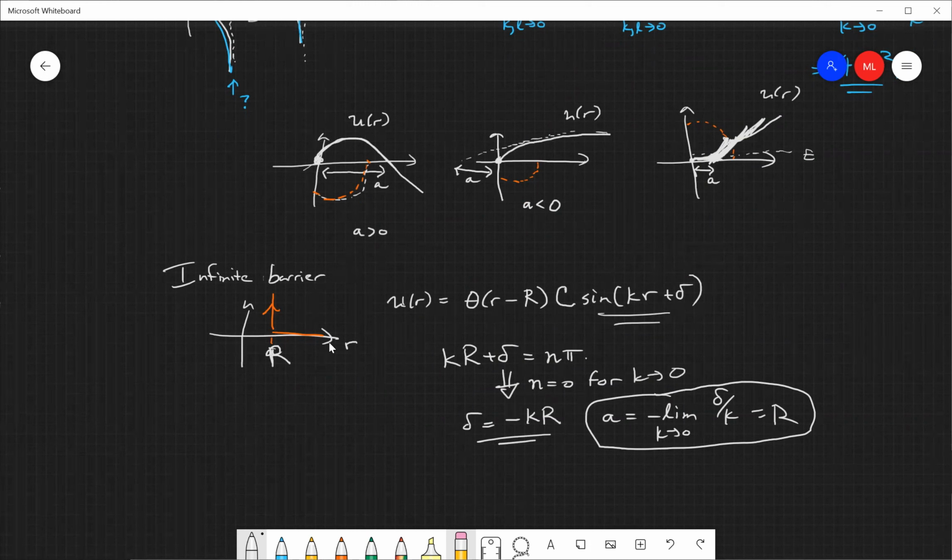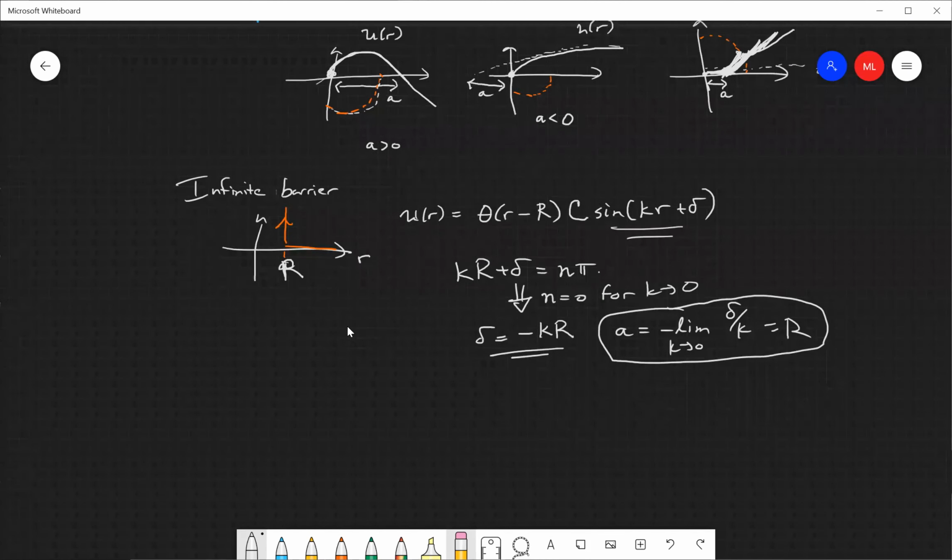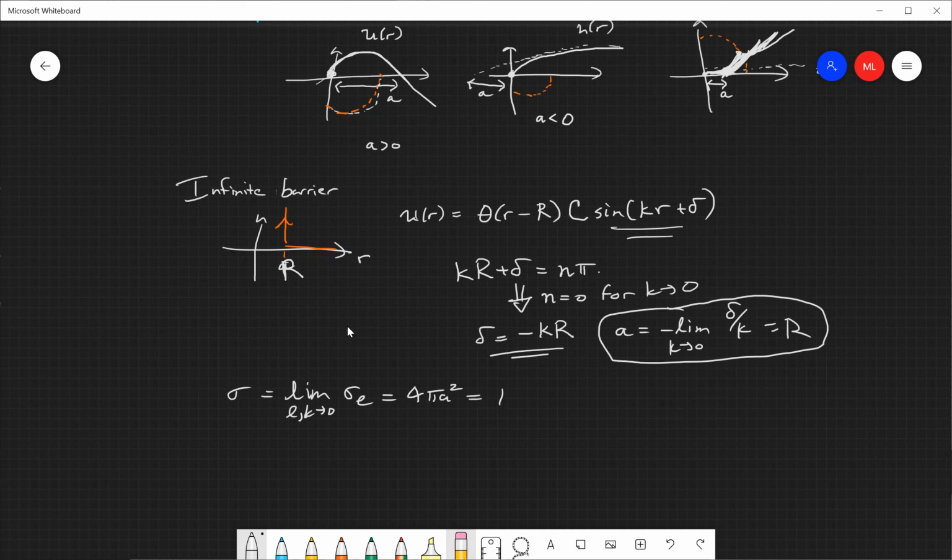This is hard sphere scattering, right? This is not allowing your particle to get any closer than big R to the origin. And let's just make sure that we have it right, that when we calculate the scattering cross section in that limit, what's that? Well, it's just 4 pi a squared. We already saw that, so it's 4 pi R squared.